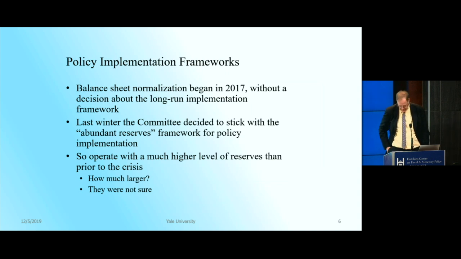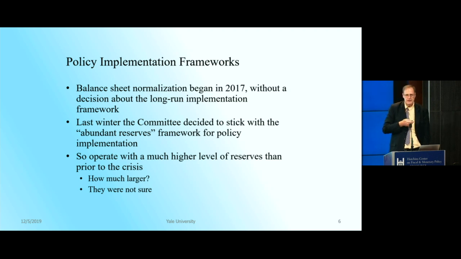Then, of course, we got to balance sheet normalization in 2017, and no decision at that point had been made about what the policy implementation framework would be in the long run. The committee said, we'll learn and we'll make decisions later, which seemed fair enough. And it was only last winter that the committee announced that they were going to go with an abundant reserves framework for policy implementation. Abundant, but not too abundant. In some sense, they wanted to be at the smallest level of reserves consistent with being on the flat part of that demand curve for reserves. So they were going to operate with a larger system than prior to the crisis.